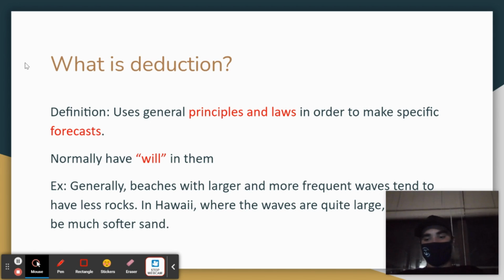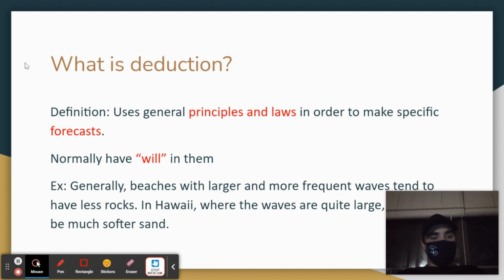Principles and laws, it says general principles and laws, just things that stand true for a lot of different cases. And forecast I highlighted because forecast can be a little confusing. Forecast just basically means prediction, like when you're thinking of the weather, right? The weather forecast, that's the prediction of the weather for the week, and you can use deduction in order to make educated guesses.